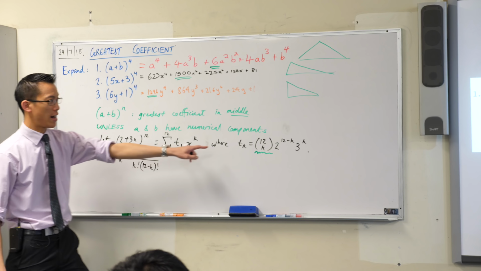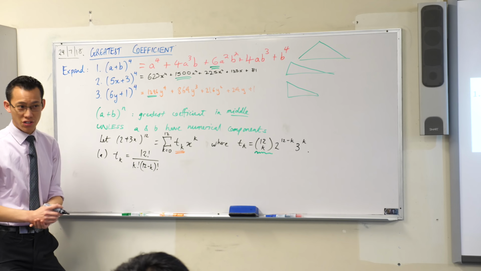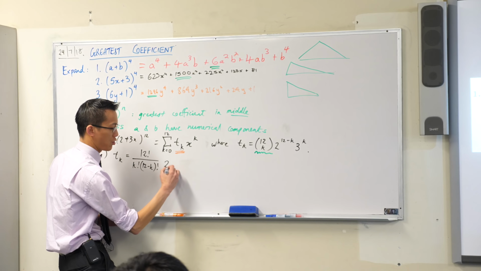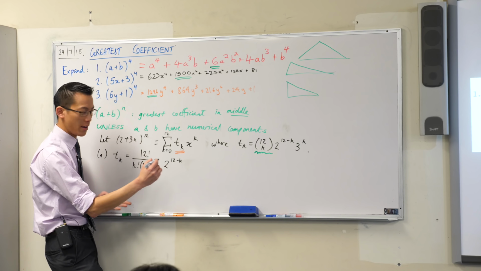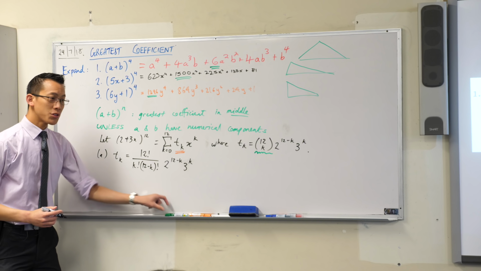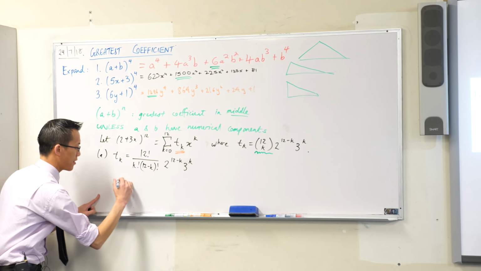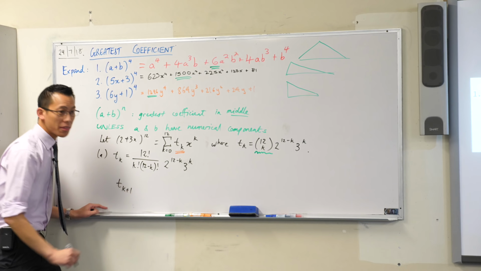Okay, so there's the 12 choose k there, the 12Ck. And then the rest of it, you can't do very much to simplify it, right? There's going to be the 2's, however many you get, and then there will also be the 3's, however many you get, okay? So this is the kth coefficient right here. What about the next one, the k plus 1th coefficient?